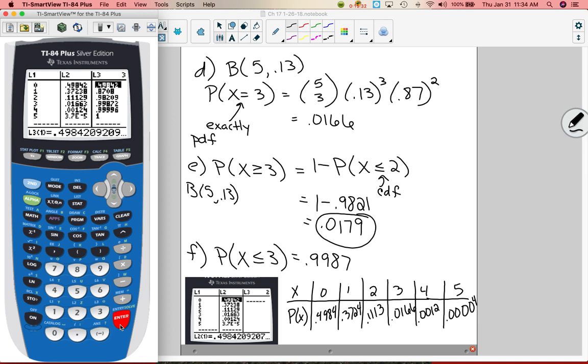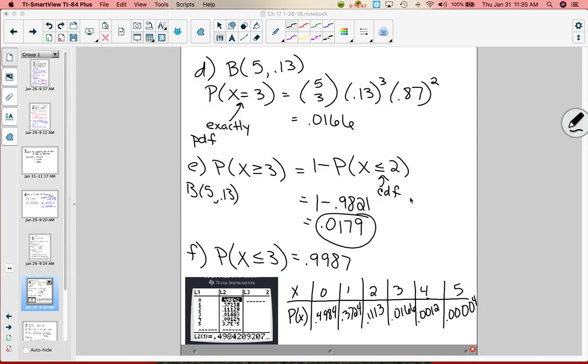And those are going to be all the CDF values. Notice that by the time I get to the end, less than or equal to 5, it's a 1 because I only had 5 people. So the CDF will always be that for binomial. That's different from geometric. So that is helpful.